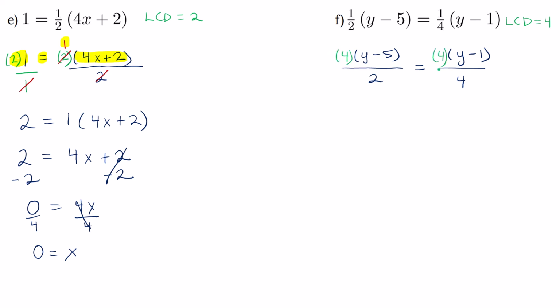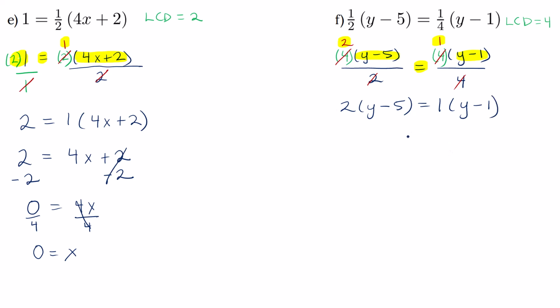By multiplying by that LCD, we should be able to cancel out or divide out our denominators. So 4 divided by 2 is going to leave us with a 2. 4 divided by 4, we'll just be left with a 1. So we are left with the 2. This stuff inside the brackets equals 1 y minus 1. So I'll write the equation that we have left, 2 y minus 5 equals 1 y minus 1.